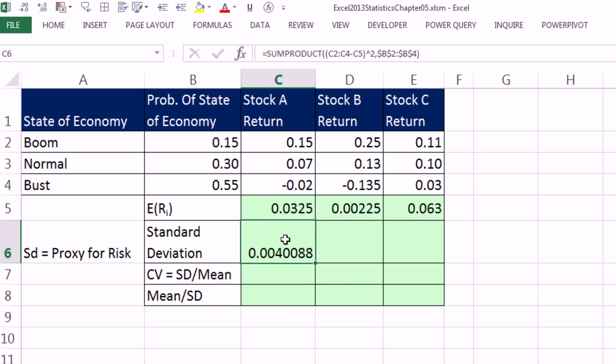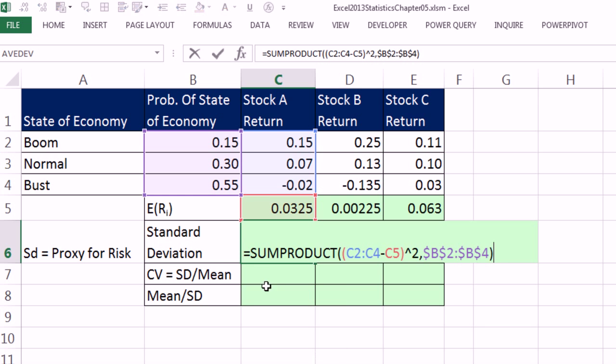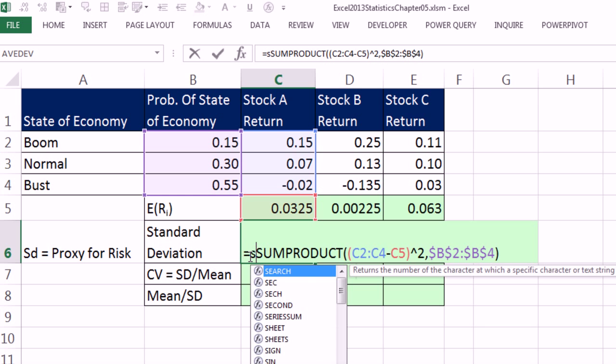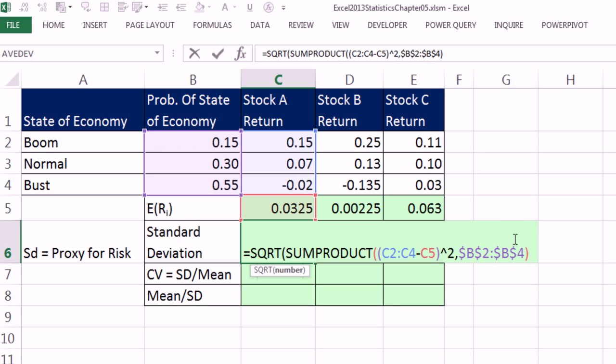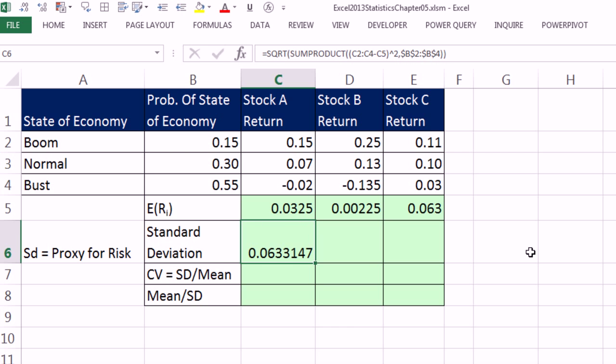That gives us the variance. We have to F2 and wrap the square root function around that. Square root of the variance, Control Enter, that gives us our standard deviation. Now I can copy it over. 0.06, 0.15, 0.03, so clearly the most variation comes from stock B.